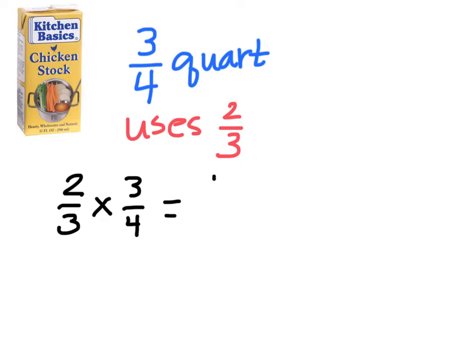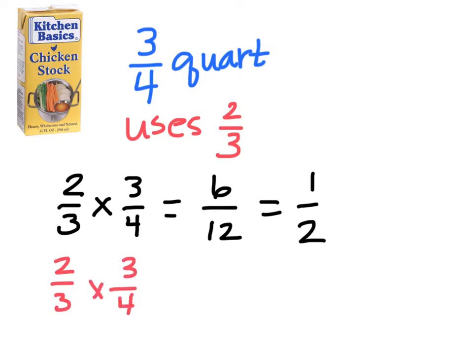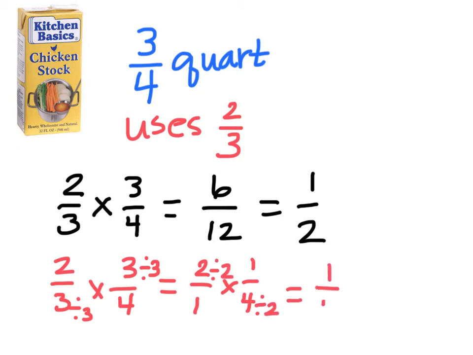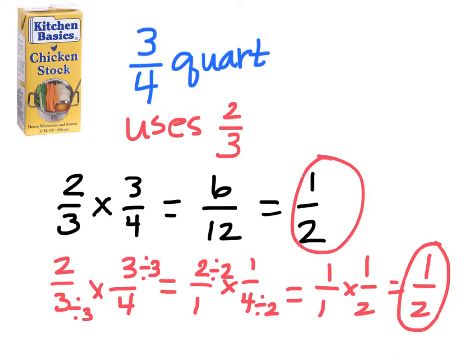Again, recall from our last lesson, you can multiply across and then reduce. Or you can cross-reduce like this. And then multiply to get your final answer. Either way, you get an answer of 1/2. So Maurice uses 1/2 quart to make the soup.